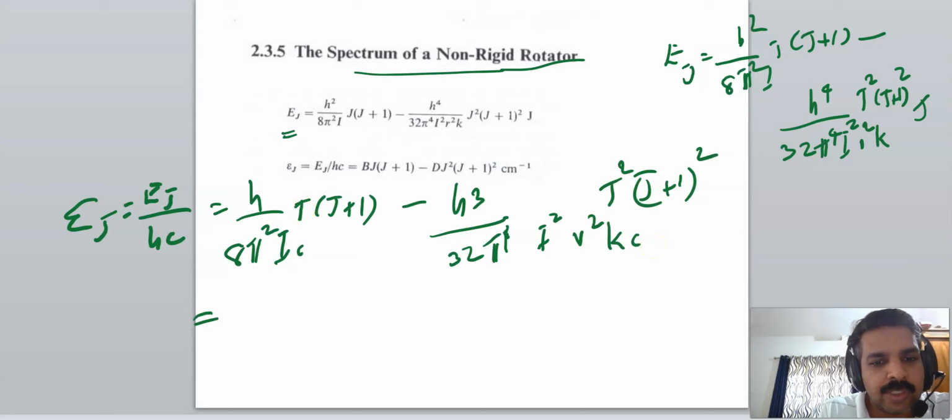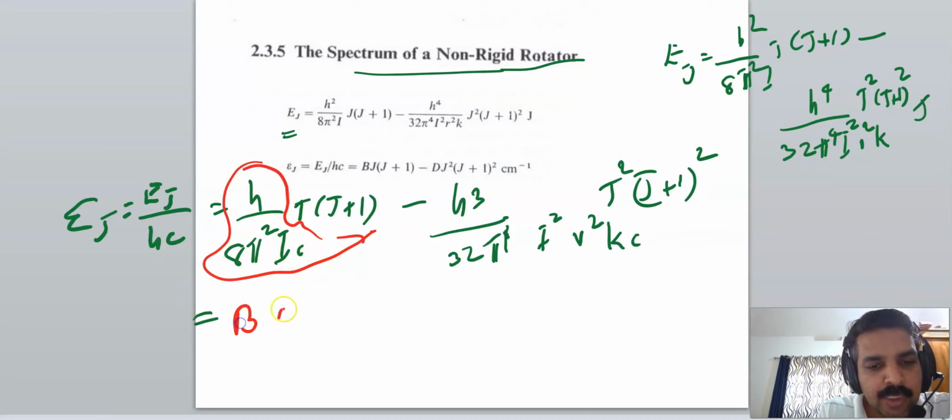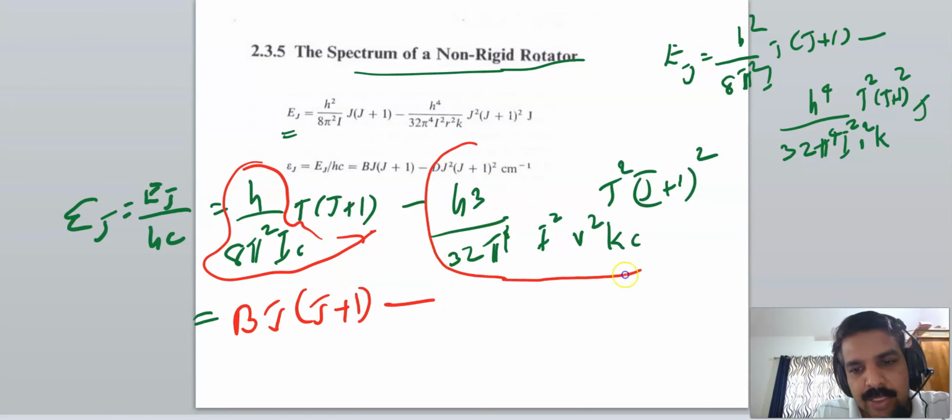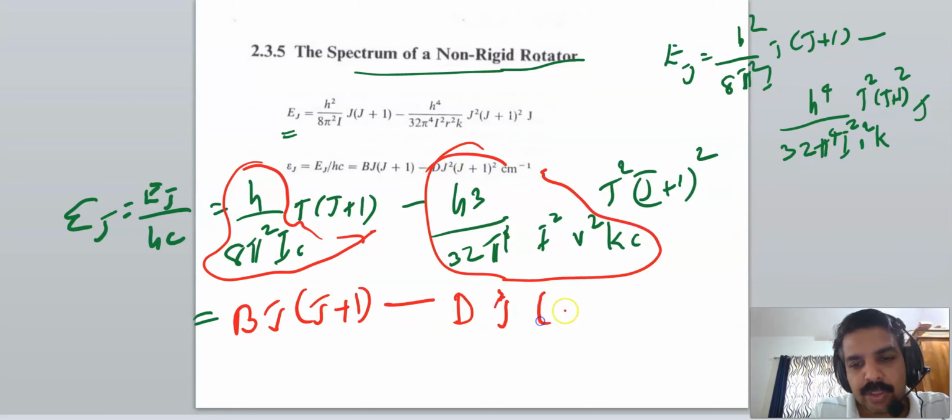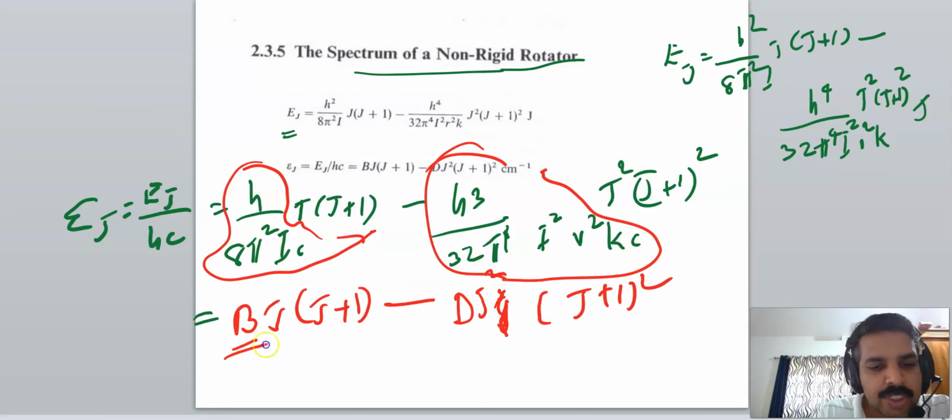We know from the first studies that h divided by 8 pi squared Ic is equal to B. So this is B into J into J plus 1, minus, and this term we can write as D, so it is equal to D into J squared into J plus 1 the whole squared. This B is the rotational constant we know, and this D is called the centrifugal distortion constant.